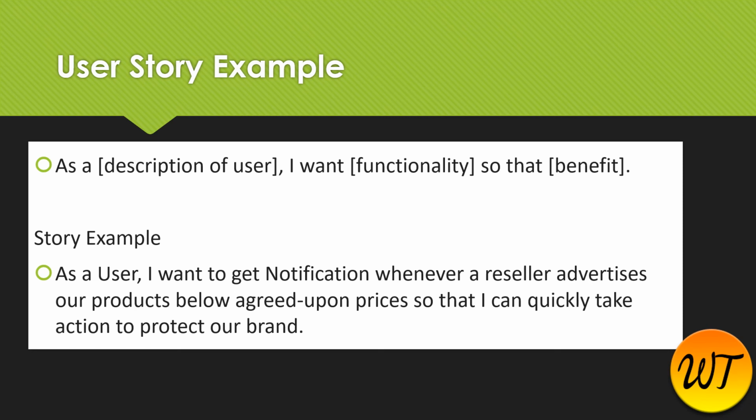The main common template for a user story is: as a description of user, I want this functionality so that I can get a benefit. This is the common template for creating a user story. For example: as a user, I want to get a notification whenever a reseller advertises our products below agreed upon prices so that I can quickly take action to protect our brand. This is a story example.